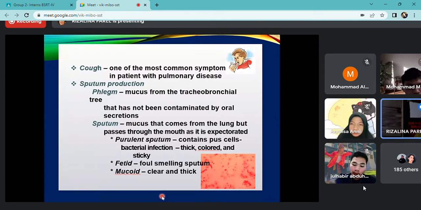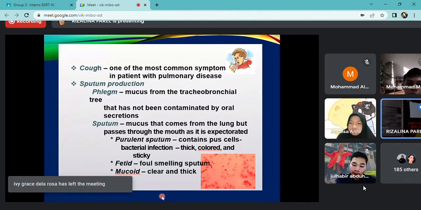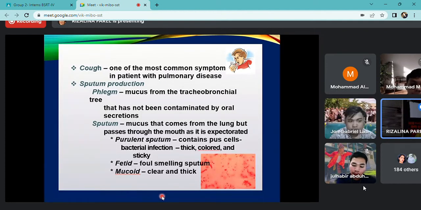Next is sputum production. So sputum production, phlegm versus sputum. Phlegm, mucus from the tracheobronchial tree that has not been contaminated by oral secretion. So no presence of bubbles or saliva. So that is dapat na separate yun pagka nag-collect ka ng phlegm o ng sputum. Sputum, mucus that comes from the lung but passes through the mouth as it is expectorated.